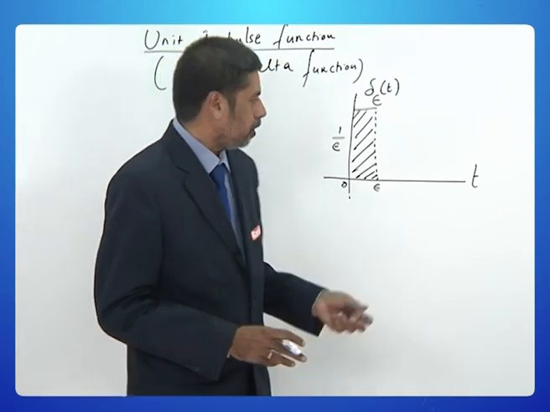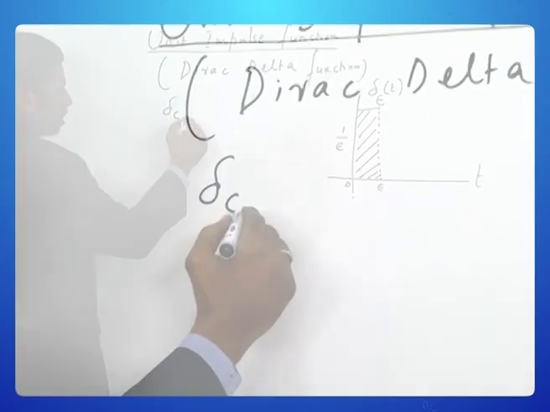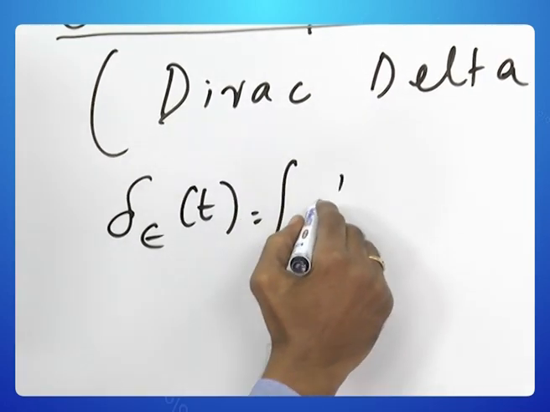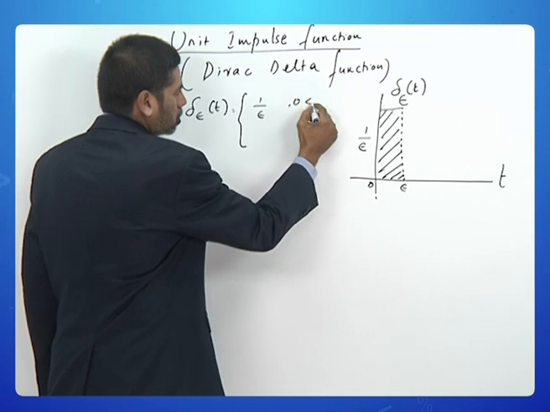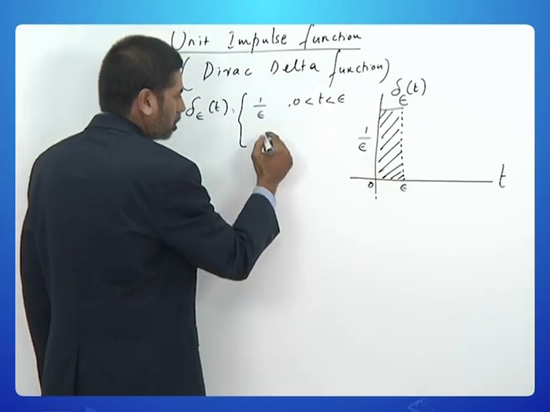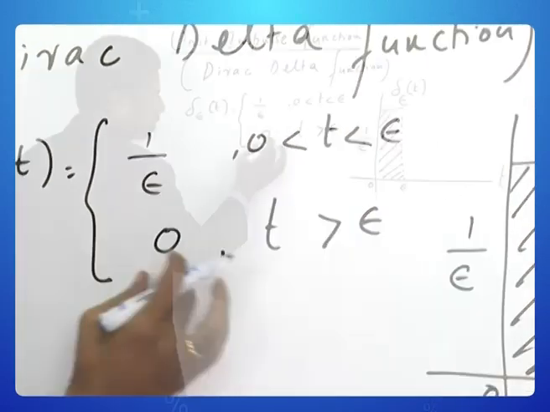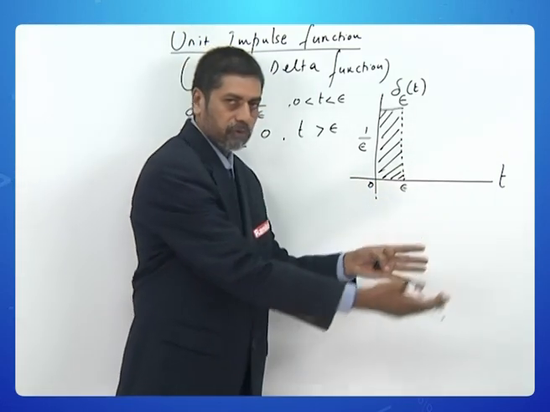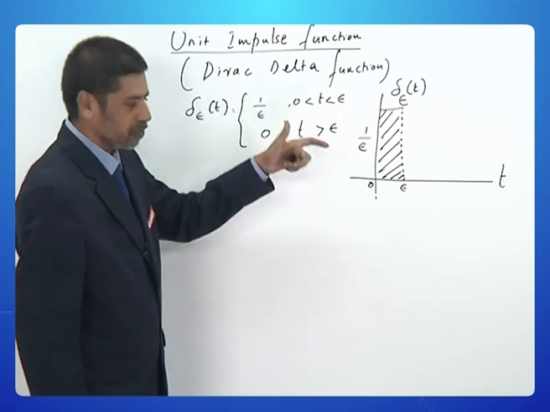Okay. Now if you have to write the definition of this, it is 1 by epsilon in this interval, 0 less than t less than epsilon, and beyond epsilon it is 0. So the signal content is only in this interval. Beyond that we don't have any signal content. So this is the definition of the impulse function.